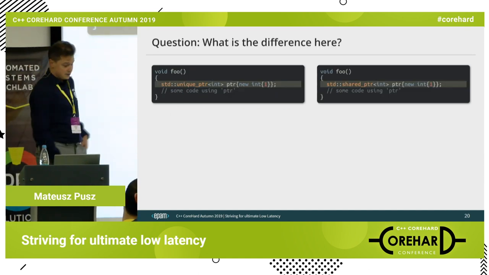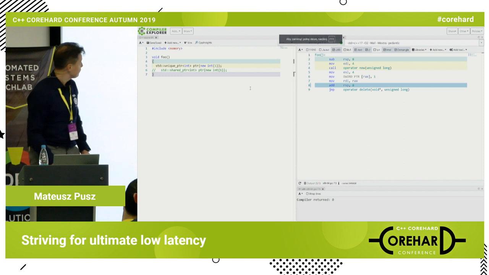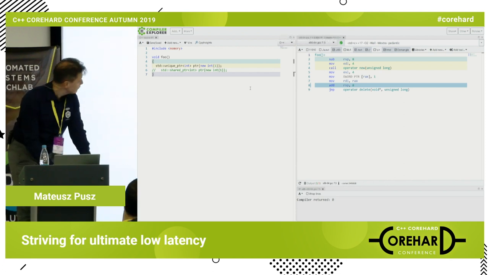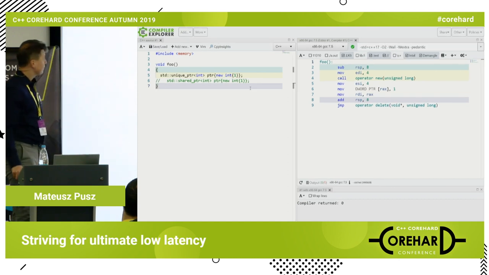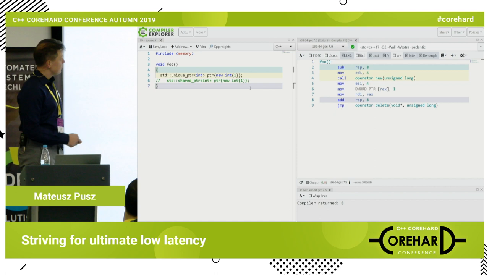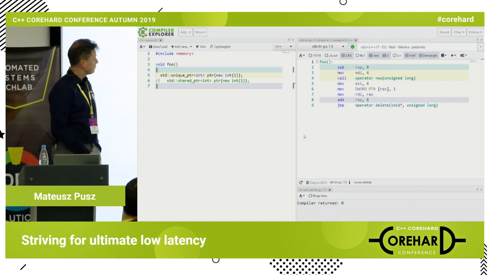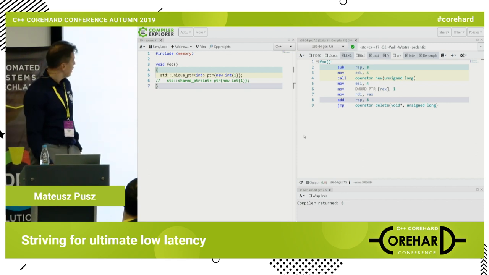Let's see what's the difference between those two parts of code, which look pretty simple. I don't know if you can see it. I hope so. If not, we can make it a bit bigger. This is unique pointer, right? We have about 8 lines of assembly code here. Pretty simple stuff. How do you think, how much will it be if I change it to shared pointer?